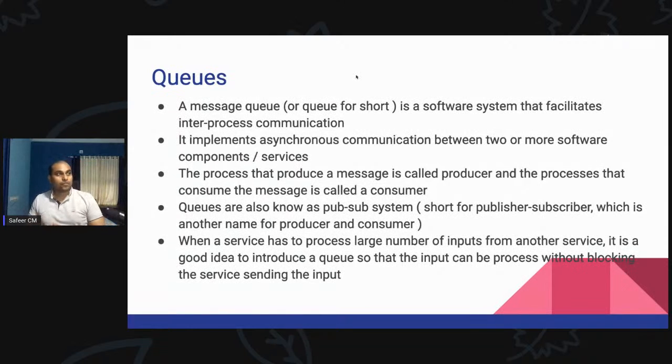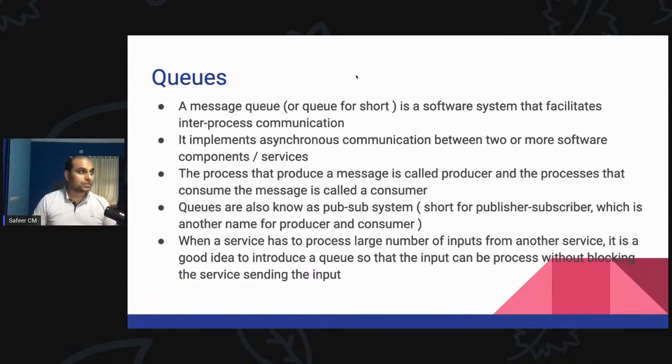The other fundamental building block is queues. A message queue, or sometimes queue for short, is a software system that facilitates inter-process communication. Now, when we talk about inter-process communication, we usually think about processes within a system that communicate with each other, right? But in the case of software design, typically we are talking about a software system to which multiple applications can talk, and that queue facilitates the communication between them.